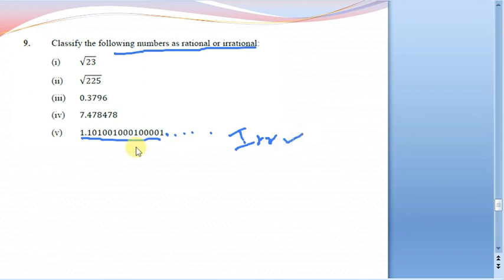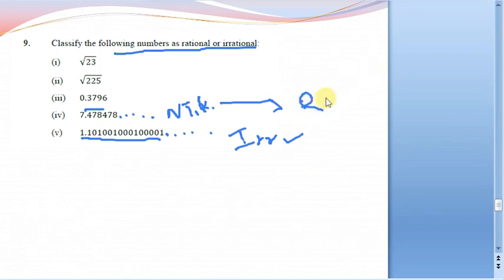So this is over. Now see, this is 7.478478 like this. That means this 478 block is repeating. So it is non-terminating and repeating. That is why it is going to be rational.